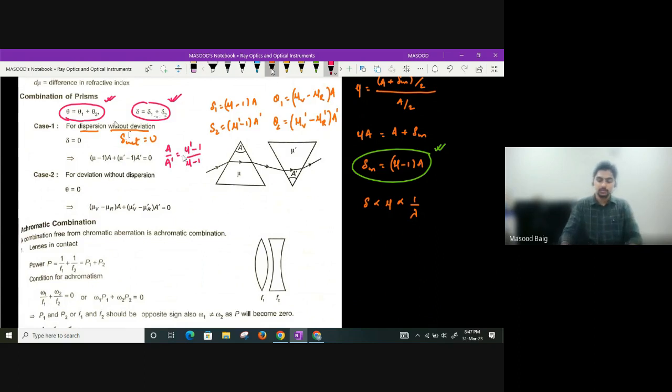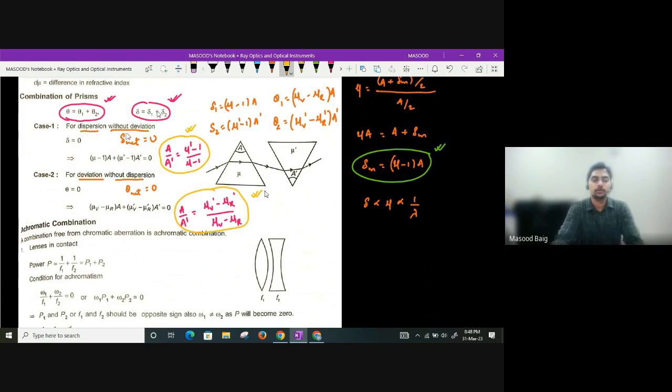And for deviation without dispersion, net dispersion should be 0, guys. In that case, the ratio of A by A dash you will get as (mu V dash minus mu R dash) divided by (mu V minus mu R), with a minus sign. These two formulas are very important. This is the formula for dispersion without deviation, and this is the formula for deviation without dispersion, guys. Clear?